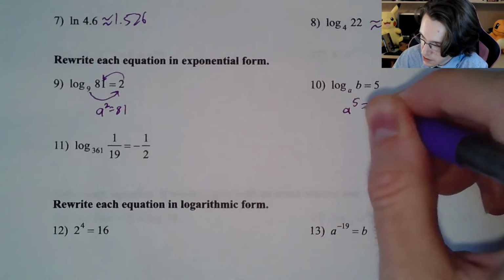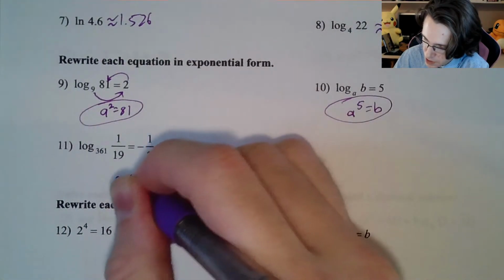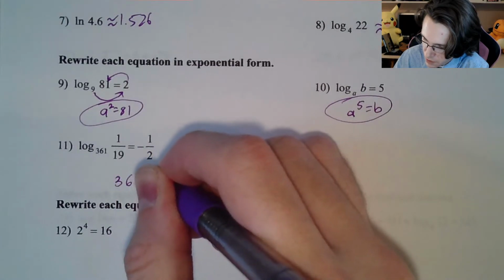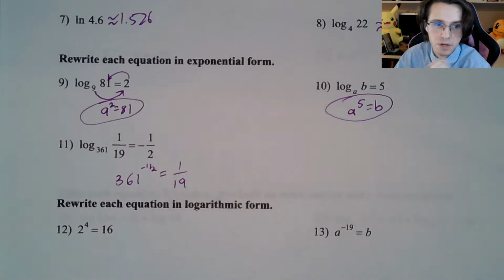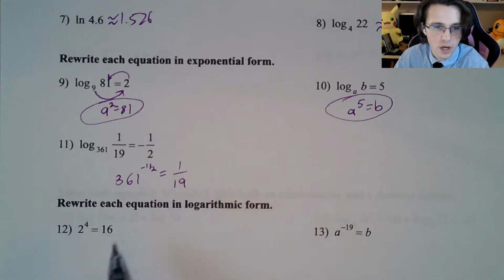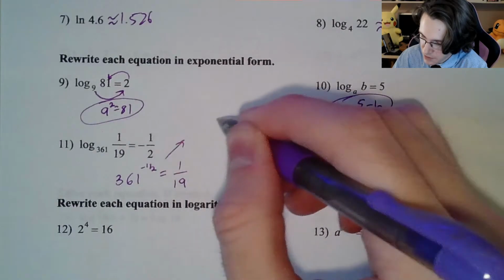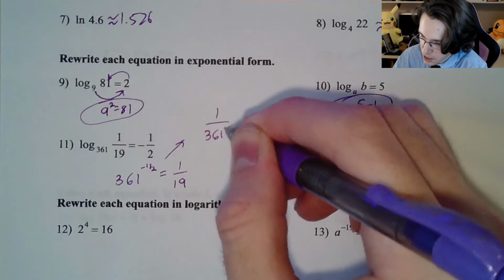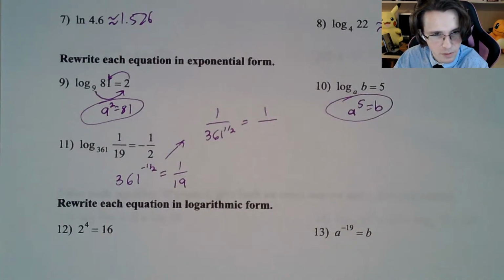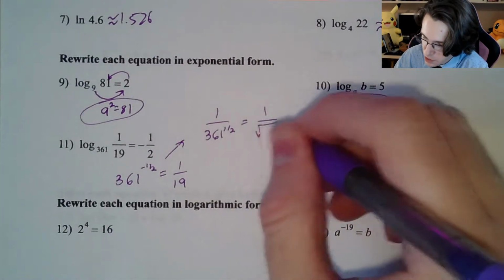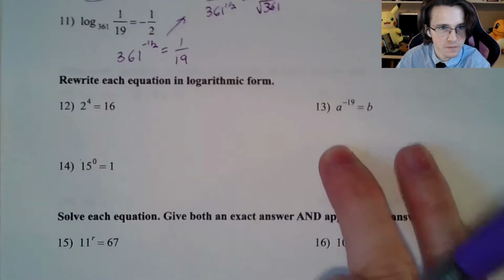We have a to the 5th equals b for this question. And 361 to the negative 1/2 power is 1 over 19. By the way, if you are interested in why this is true, the negative 1/2 part: anytime you have a negative exponent, it means a positive exponent on the bottom, and a 1/2 exponent, as a reminder from a previous lesson, is the same thing as the square root. So the square root of 361 is 19. Just a cute little explanation there for you.